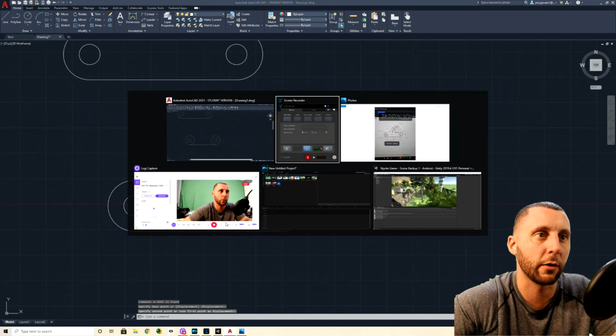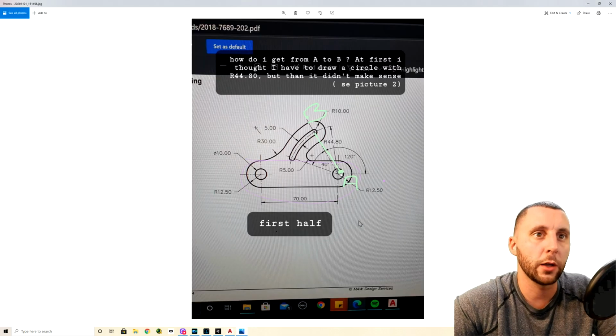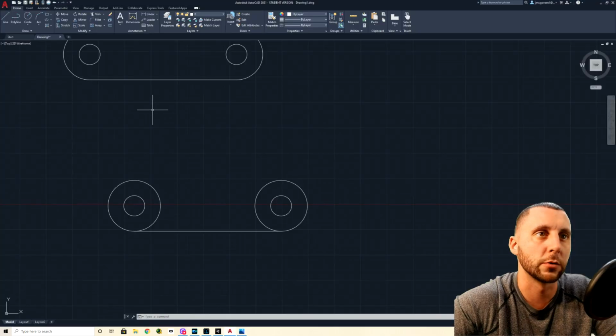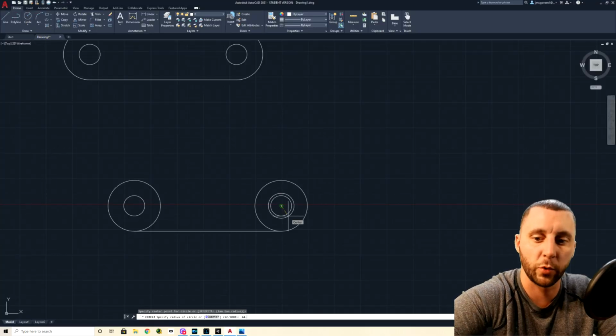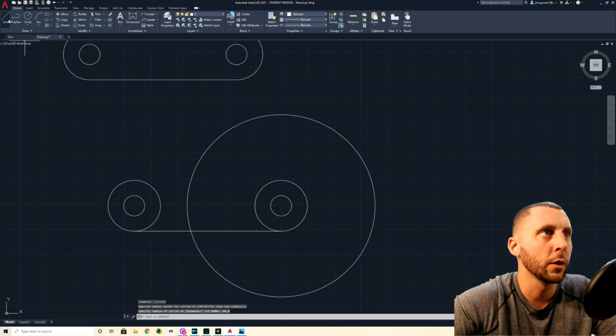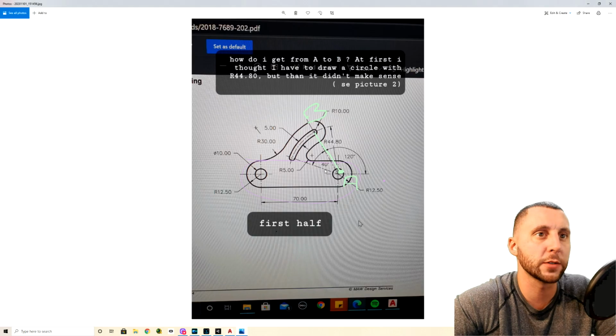Next thing, their question was, how do we get from here at A to here at B? My answer is that you've got a radius 44.8 circle. So I'm going to go ahead and draw that circle, radius 44.8. Then you have a line here, and this 120 degrees is actually going off of 0 because it's off to the right. So 0 plus 120 is actually 120.